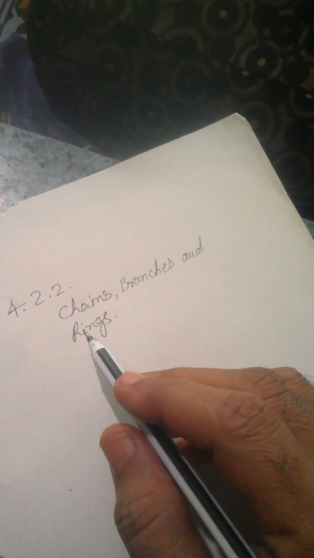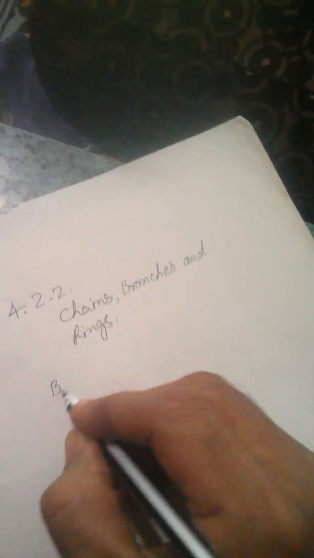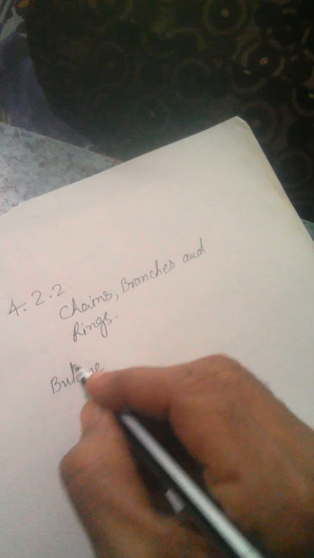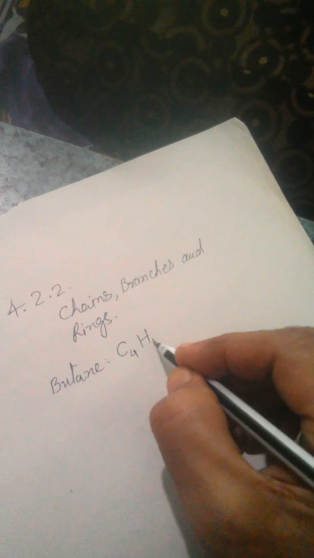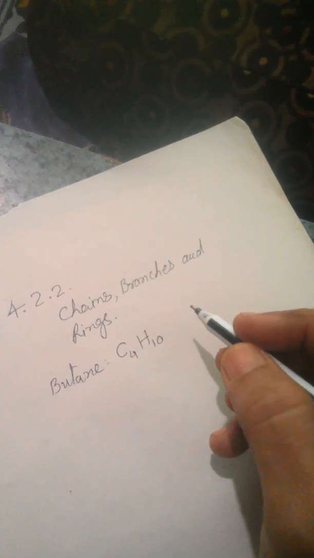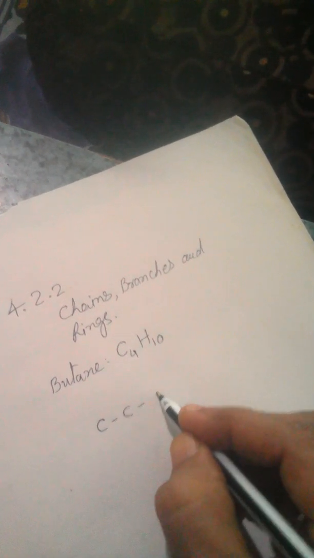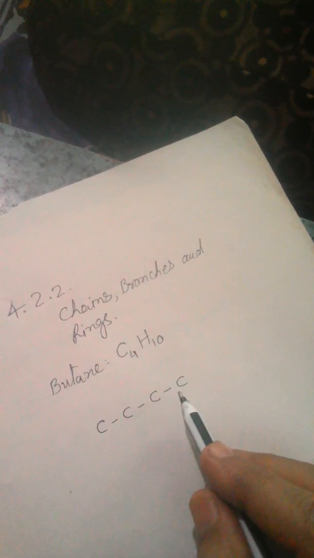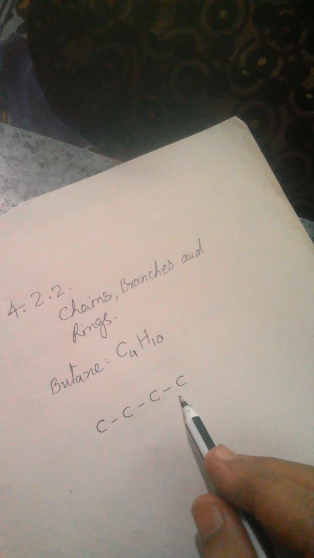To understand these chains, branches and rings, first we take the example of butane. The formula of butane, as you know, is C4H10. First, we consider the skeleton, that is, four carbons linked by a single covalent bond. This is called the skeleton of butane.